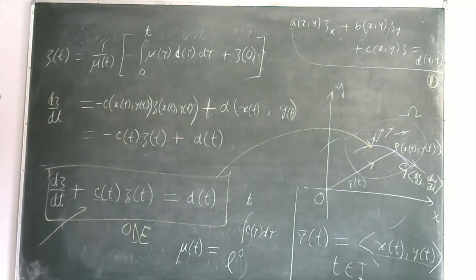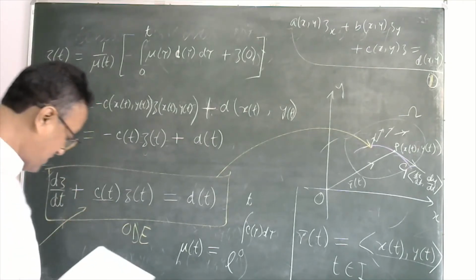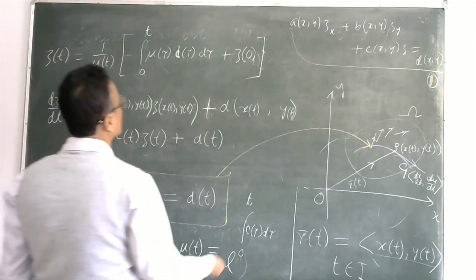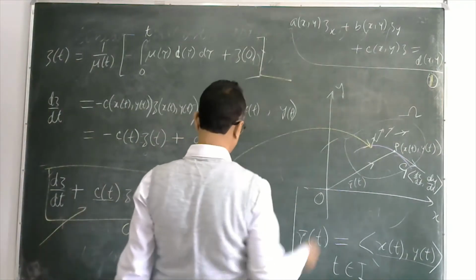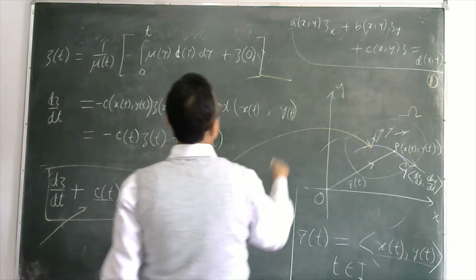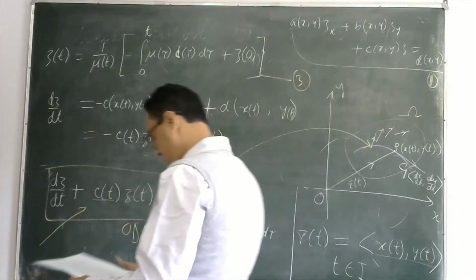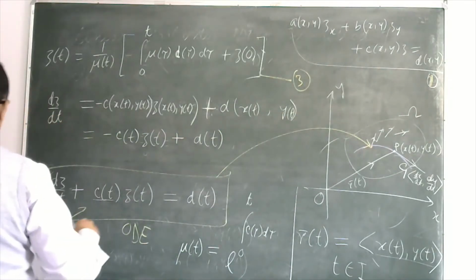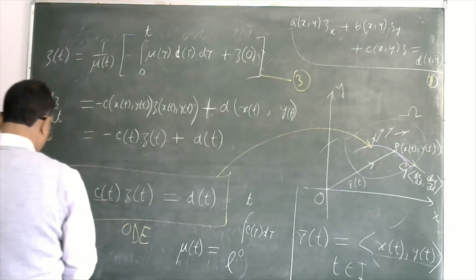Okay, fine. So now, what does it tell you? There are three things that are coming out of this equation. So let me call it 3. So what is that?